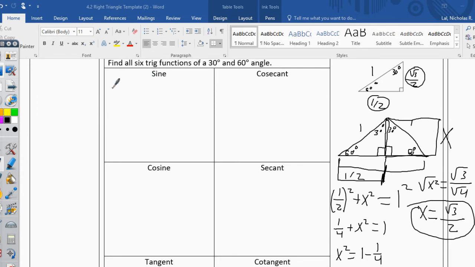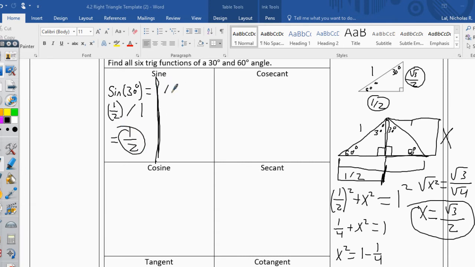So let's find the sine of 30. What's the side opposite of 30? For 30 degrees, what's the length of the side opposite 30 degrees? 1/2. Opposite 30 degrees is 1/2. That's equal to 1/2 over what? What's the hypotenuse here? 1/2 over 1, so that's equal to 1/2. That's the sine of 30.